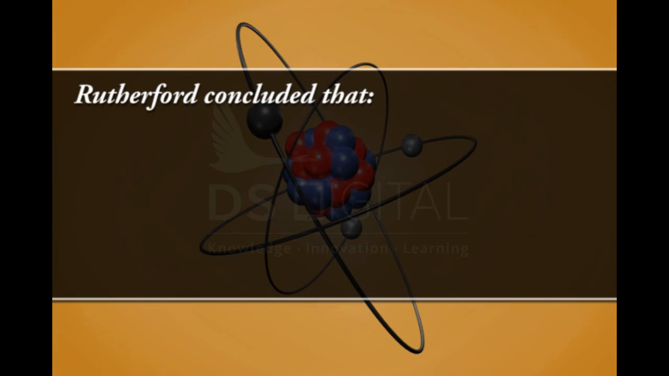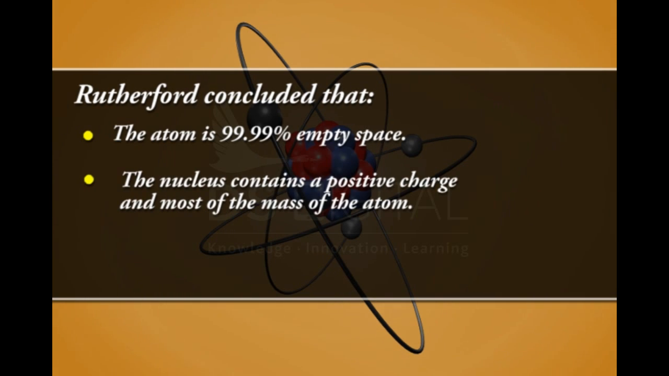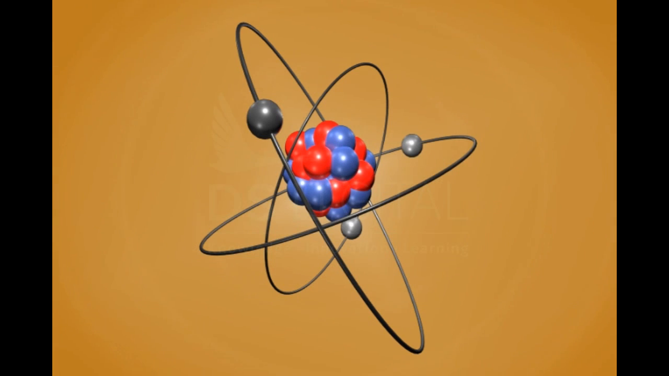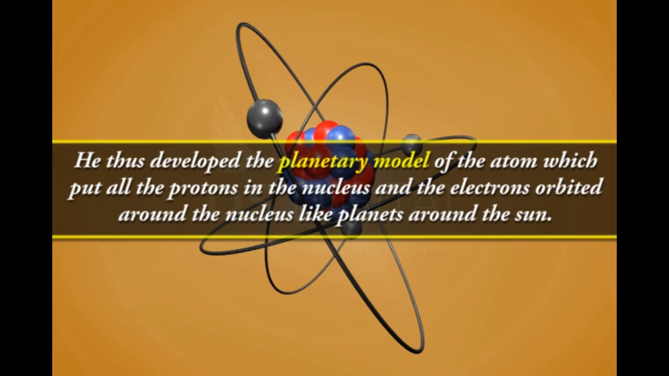He made the conclusion that the atom is 99.99% empty space. The nucleus contains a positive charge and most of the mass of the atom. The nucleus is approximately 100,000 times smaller than the atom. He thus developed the planetary model of the atom, which put all the protons in the nucleus and the electrons orbited around the nucleus like planets around the sun.